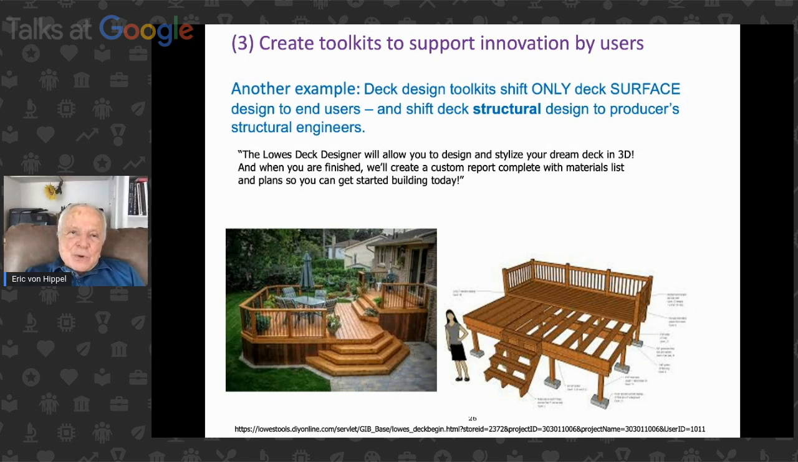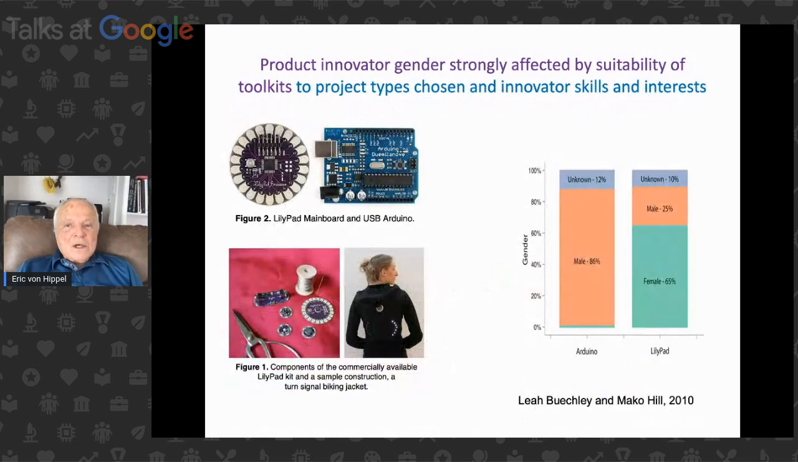That's an example of a toolkit that simplifies user innovation to allow the user to innovate easily on the thing that the user knows a great deal about and wants to innovate on, and automating the rest. So there are lots of other things. Product innovator gender is strongly affected by the suitability of toolkits.